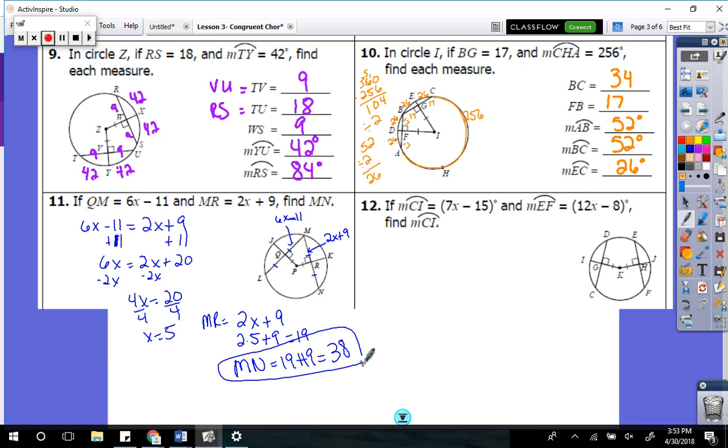This is a good one, why don't you go ahead and pause and try this one. Okay, after getting a little look at this one, I'm going to go ahead and work a little bit with you on this one. I've got my picture filled in. I know that this is 12x minus 8, 7x minus 15 according to this. They both are. I know that arc CD and arc EF are equal. So I'm going to go ahead and add these together. So I get 14x minus 30, because I need the whole arc, is equal to 12x minus 8. Now I can solve.